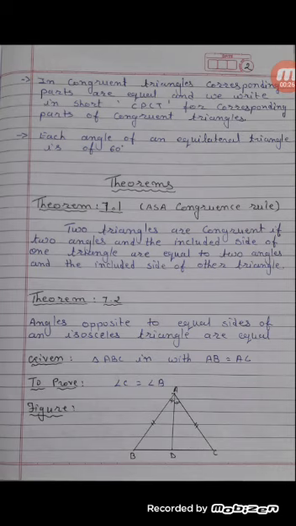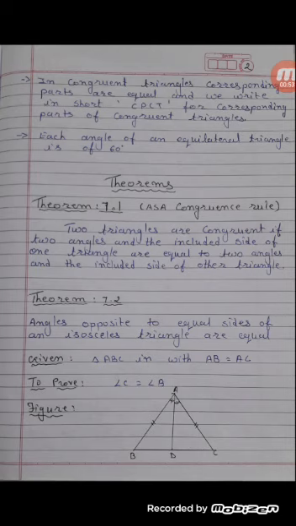Next, each angle of an equilateral triangle is 60 degrees. If the triangle is an equilateral triangle, meaning all sides are equal, then the angles are also equal. So each angle is 60 degrees. Here the important notes are completed, and now we start the theorems. Here also 2-3 theorems we have to write with proof, and for the other theorems we have to write only the statements.